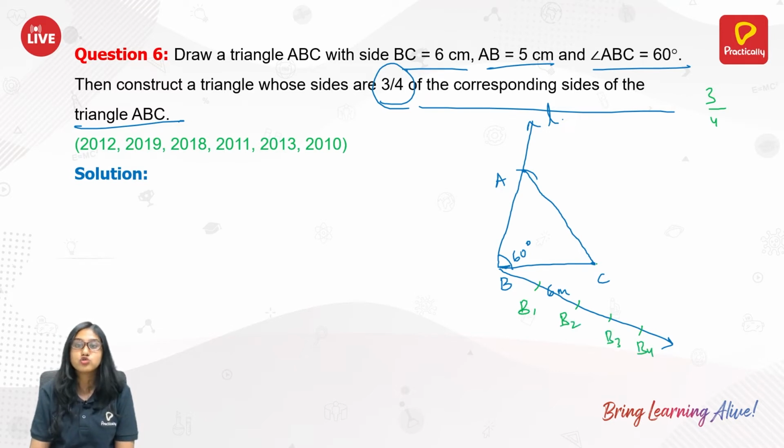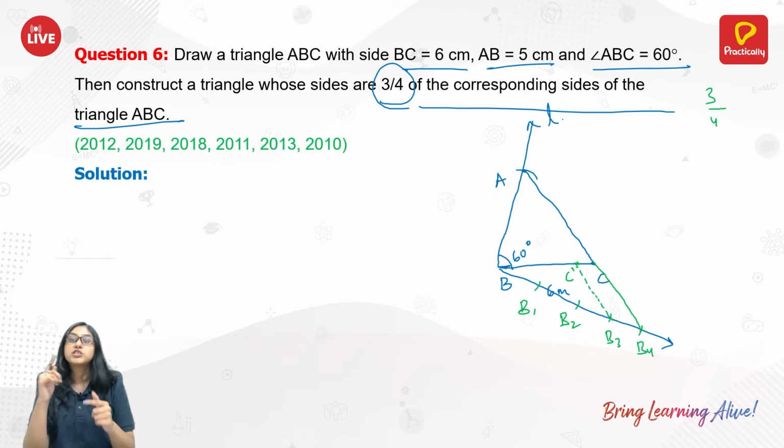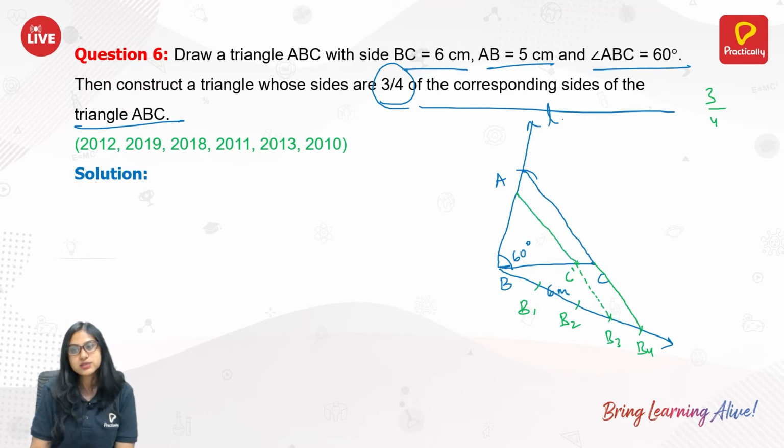Now, what do you have to do? Join CB4. Okay. Now, draw a parallel line at B3. Which is parallel to what? B4C, obviously. So, this will be our line. Just name this as C dash. Now, again draw a parallel line which passes through C dash, which is parallel to line AC. That is line segment AC. So, we will be getting a line like this. And name this as A dash. Now, A dash, B, C dash is our required triangle.